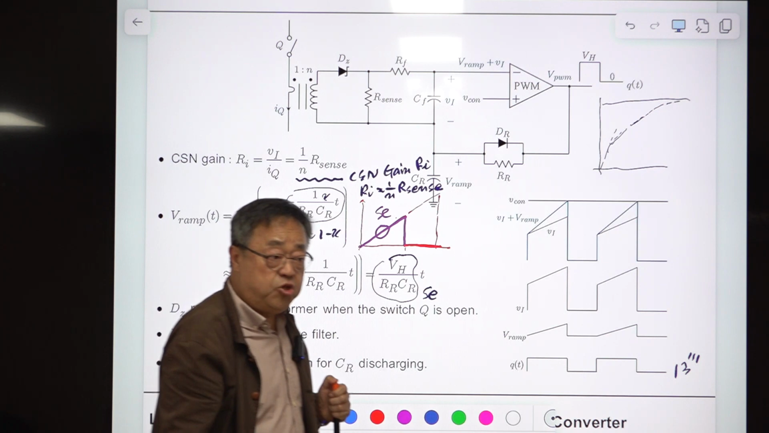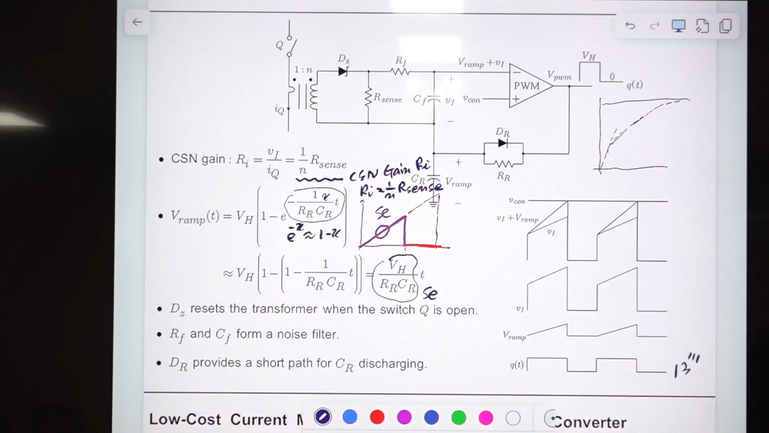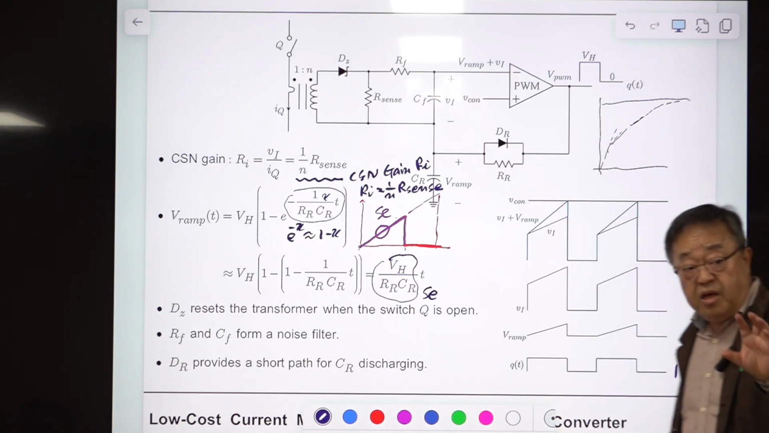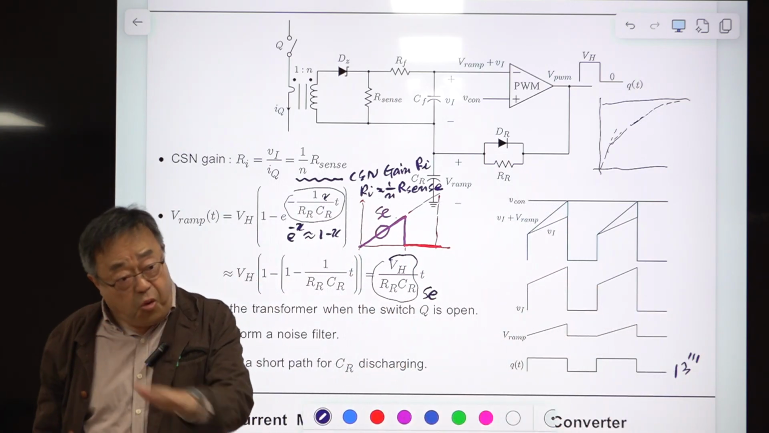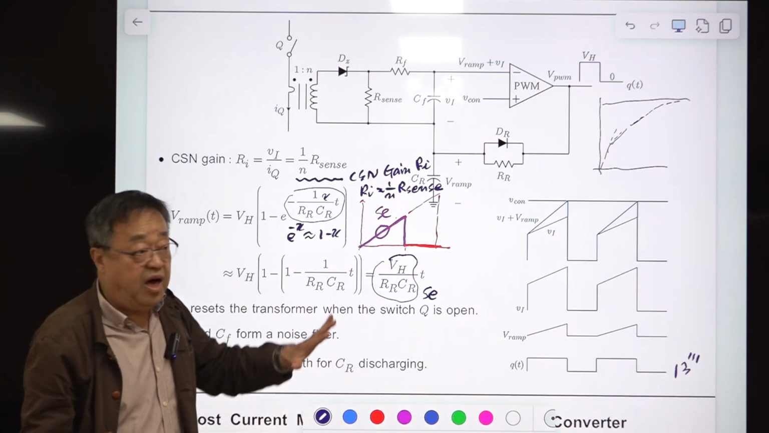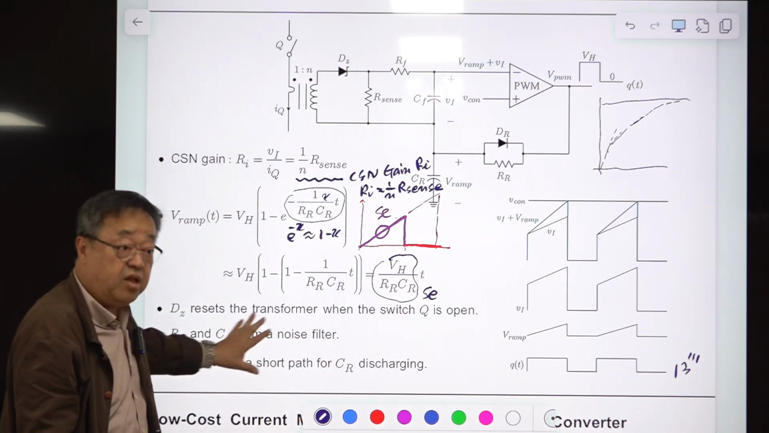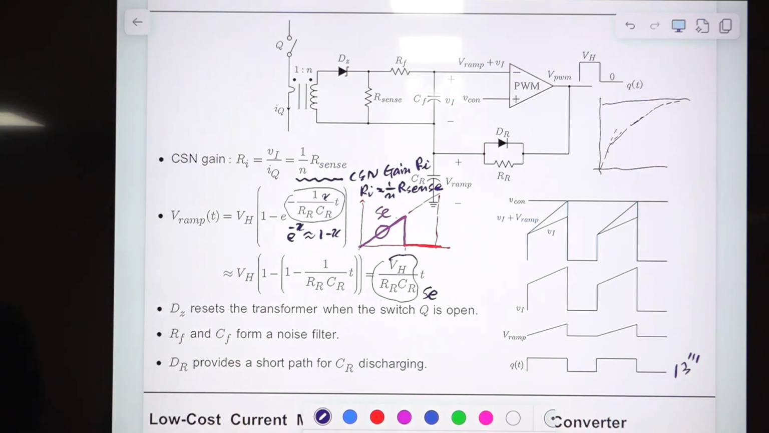Somehow in the current mode control PWM chip, something is strange: the ramp signal generation is not clear. They wrote down something, but I cannot understand it. So I'm using this circuit. Internally they have something, but I usually ignore the internal circuit of the PWM IC, and I added this circuit externally, and this works very well.